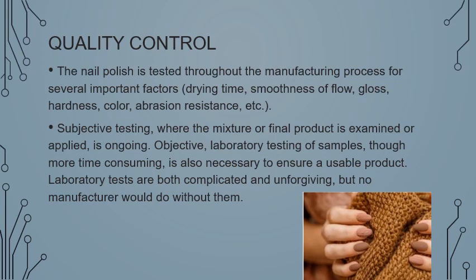Quality control. The nail polish is tested throughout the manufacturing process for several important factors: drying time, smoothness of flow, glass hardness, color, abrasion resistance, etc. Subjective testing, where the mixture or final product is examined or applied, is ongoing. Objective laboratory testing of samples, though more time consuming, is also necessary to ensure a usable product. Laboratory tests are both complicated and unforgiving, but no manufacturer would do without them.